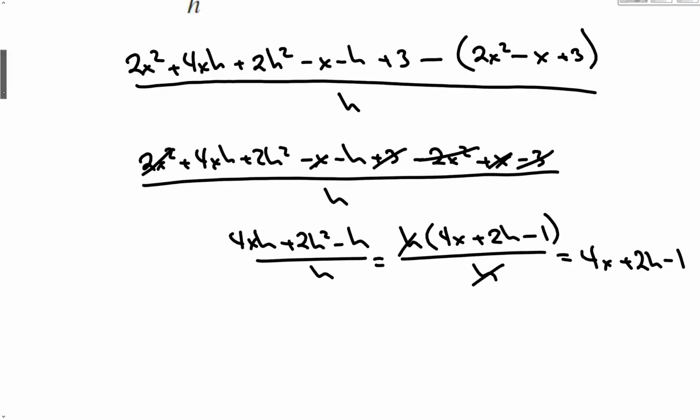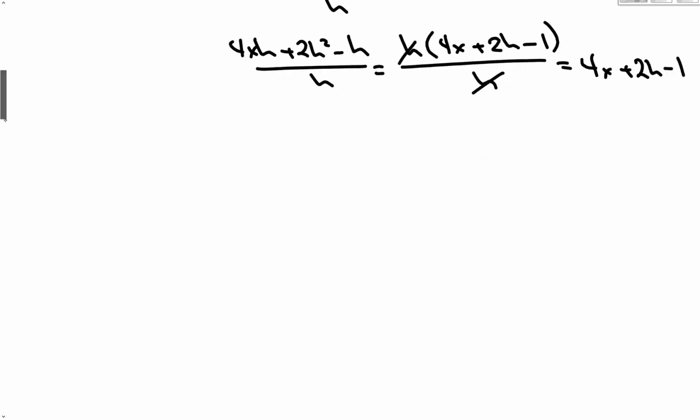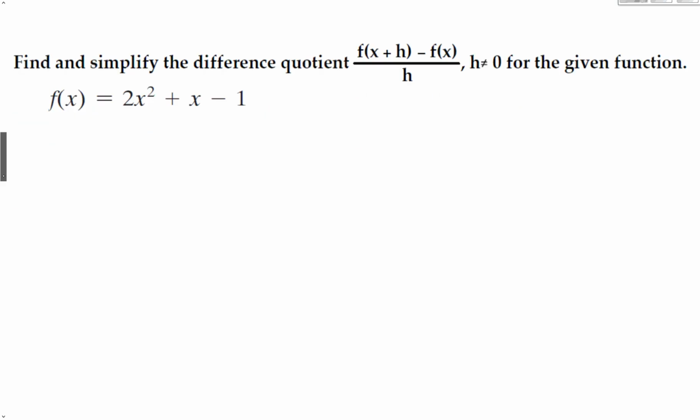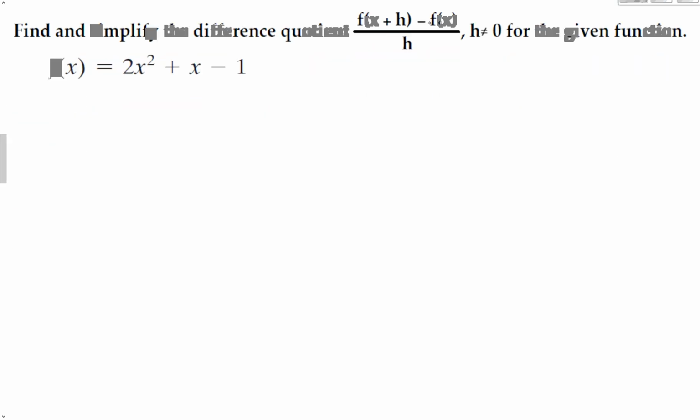Okay, let's try that again with another quadratic. So we'll find and simplify. I have my formula for my difference quotient right here, which I'll usually give to you. Let's plug in; this is a very similar problem, so it should be pretty much the same steps. So we're going to calculate f of x plus h, so that's 2 times (x plus h) squared plus x plus h minus 1, minus the original function f of x.